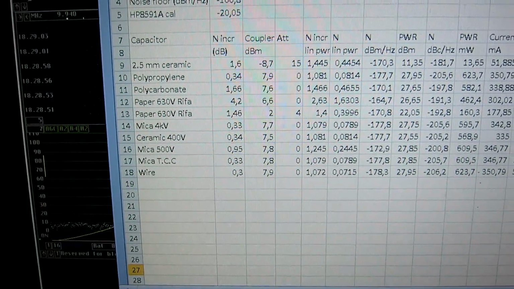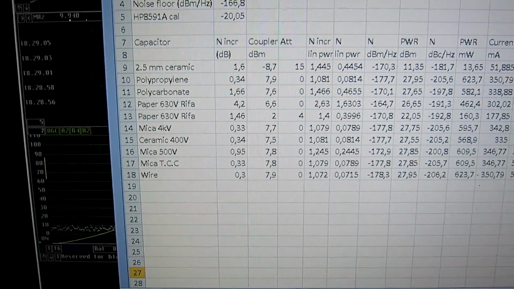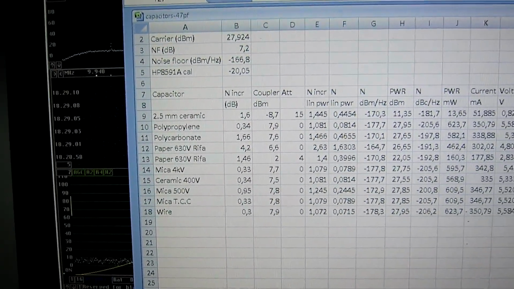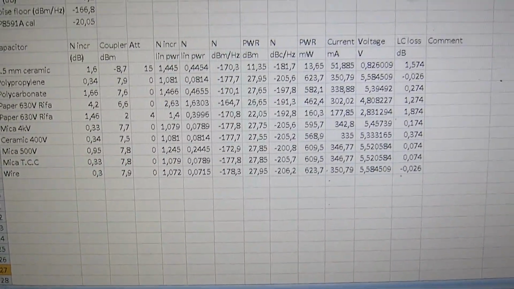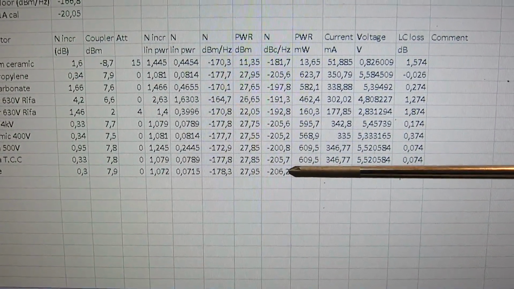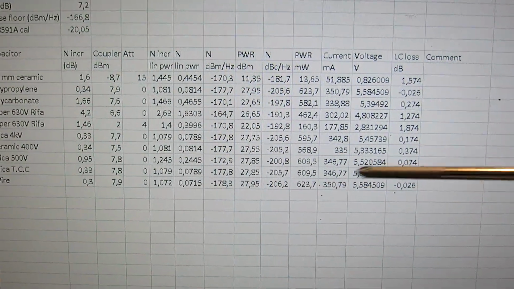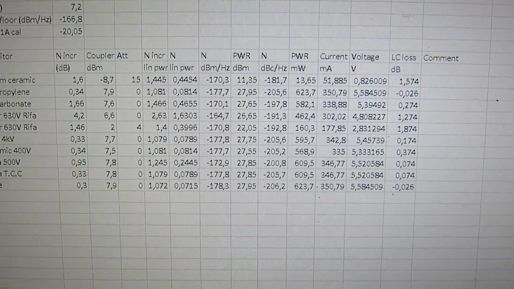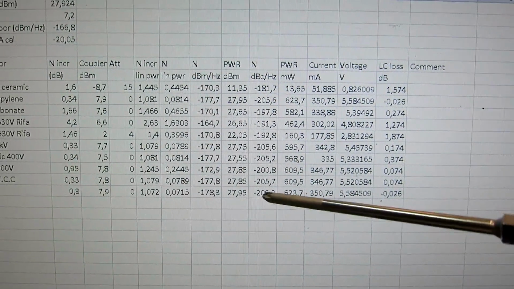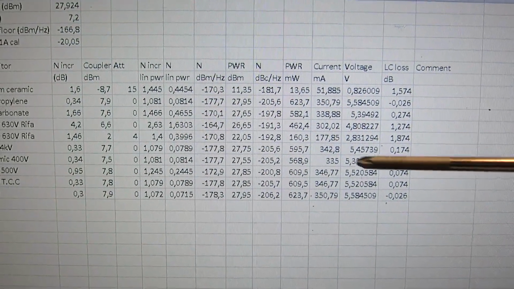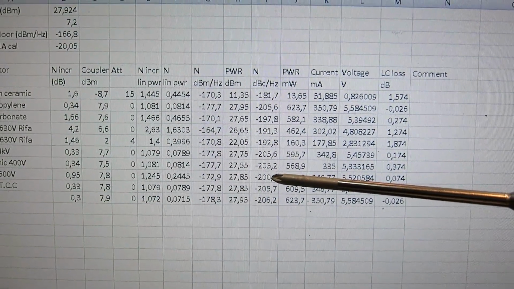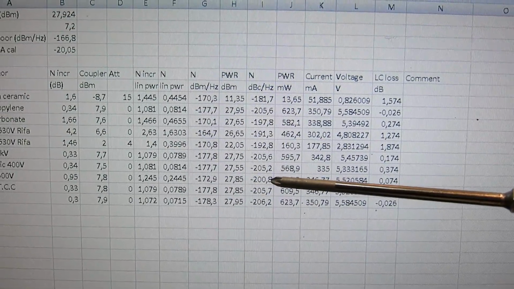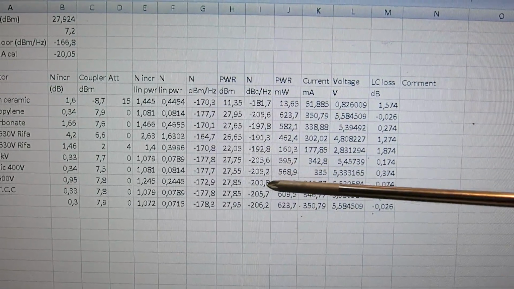And here are the results, and they are all very good. With the straight through wire, the system limit is minus 206. So when I measure 205, the noise of the capacitor is far below this value. There is one Mica that has some noise, but still it's below minus 200 dBc per hertz. It's nothing to complain about.